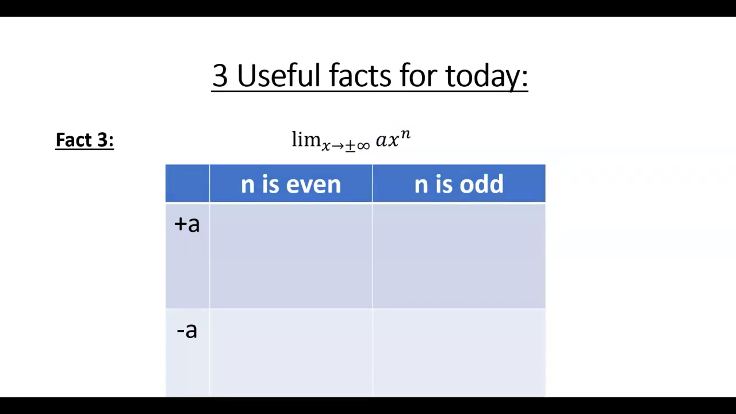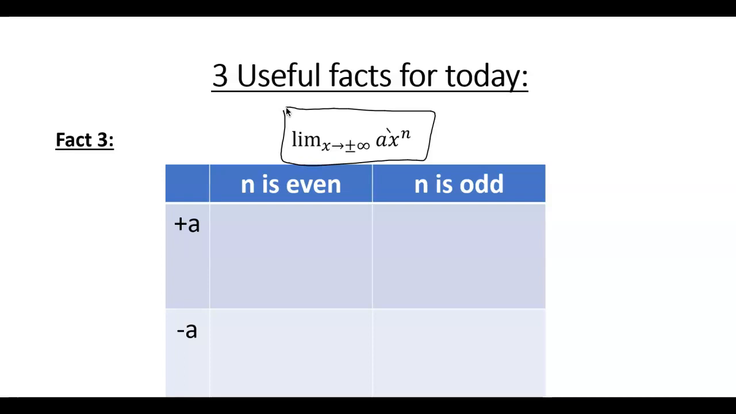Fact number 3. Now this is something that we learned back in Unit 6, the end behavior of polynomials. Polynomials don't have horizontal asymptotes, so they either go up or down infinitely far, so we end up getting infinities. Okay, so let's go ahead and review what we learned in Unit 6.